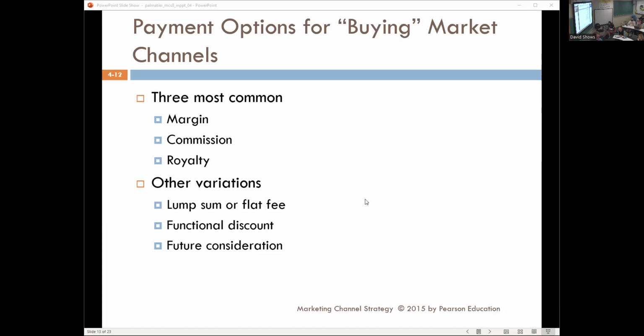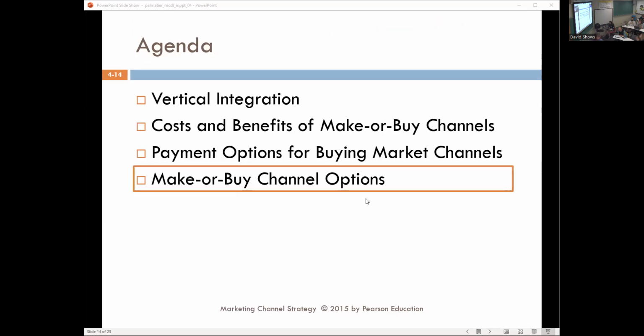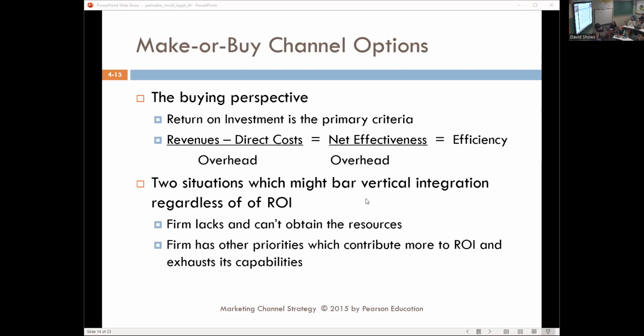So I'm going to touch on one more thing. It's going to be a little bit involved for about 10 minutes. But I think this last point is going to be important because in the make or buy channel options, whether you make or whether you buy, you're in business for one thing. And that is to increase your return on investment. ROI.